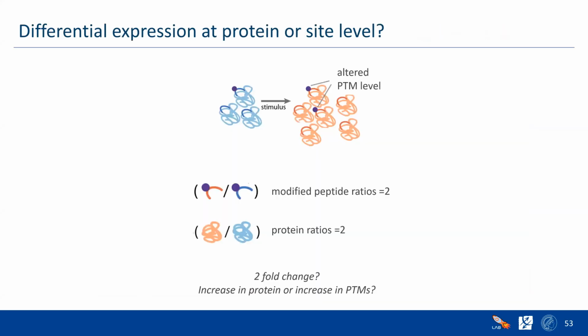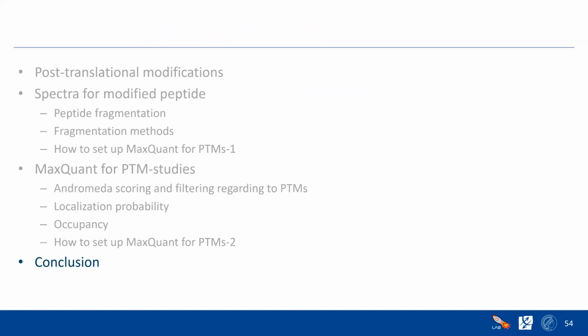So what does two-fold change mean? You need to be very careful when you talk about fold change. Is it really the fold change related to the number of modified peptides, or is it about the proteins? In this case, we could see that the modified peptides doubled, but is it really a doubling? No, it's not, because the protein ratio has been doubled. So you need to be careful about this fold change.